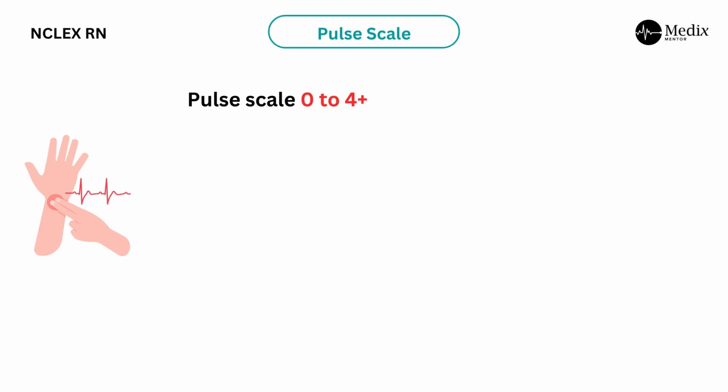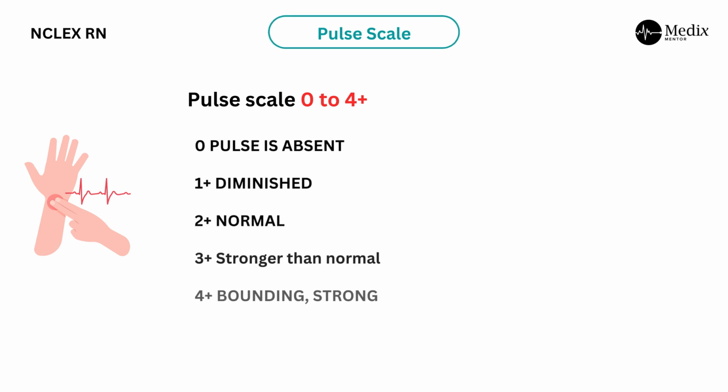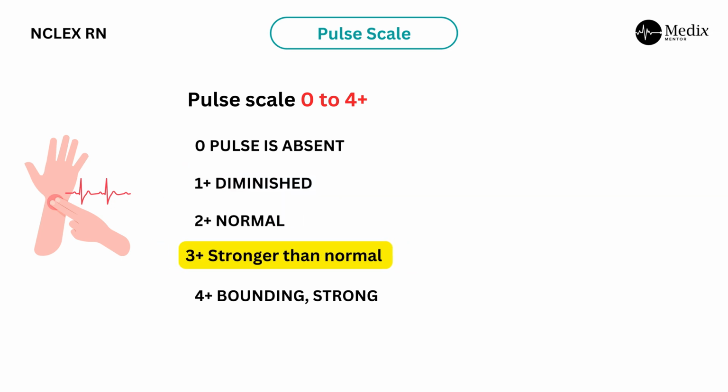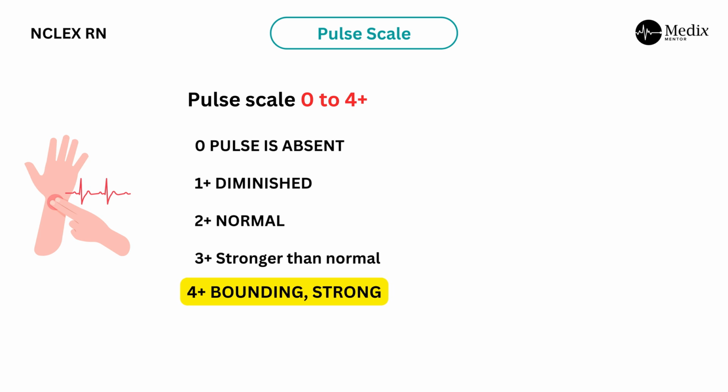The pulse scale typically ranges from 0 to 4+, with 0 indicating absent or no pulse, 1+ indicating a diminished pulse, 2+ indicating a normal pulse, 3+ indicating a full pulse, and 4+ indicating a bounding and strong pulse.